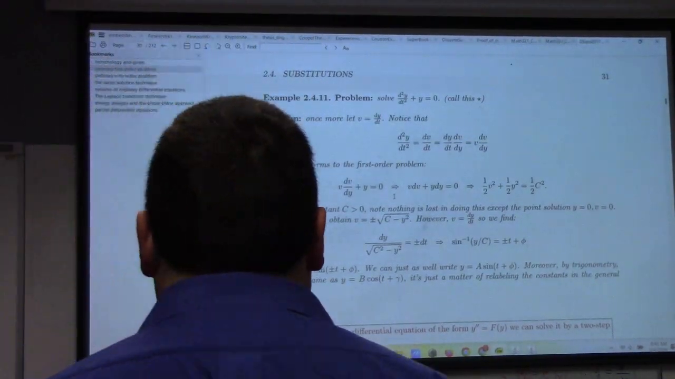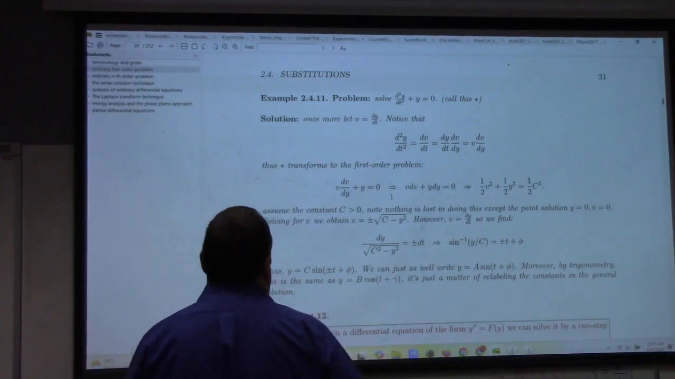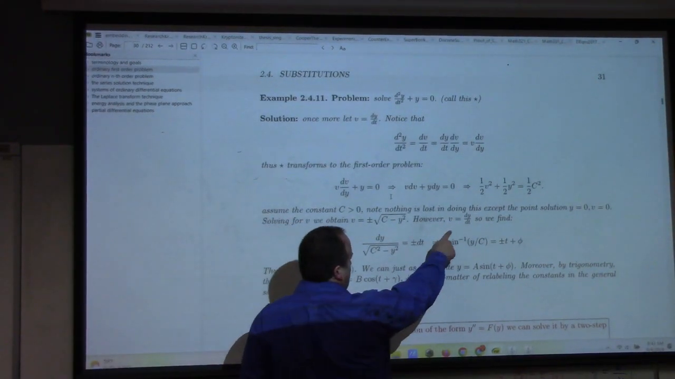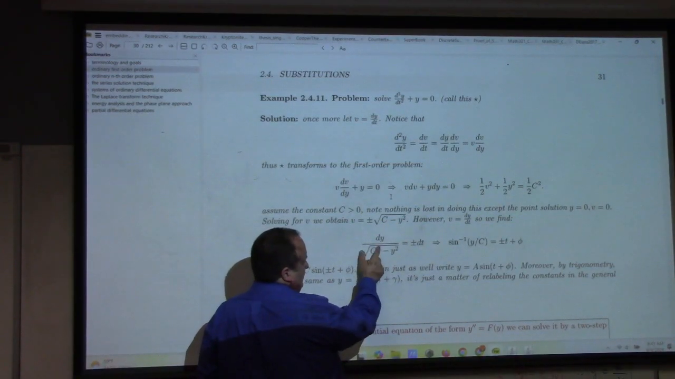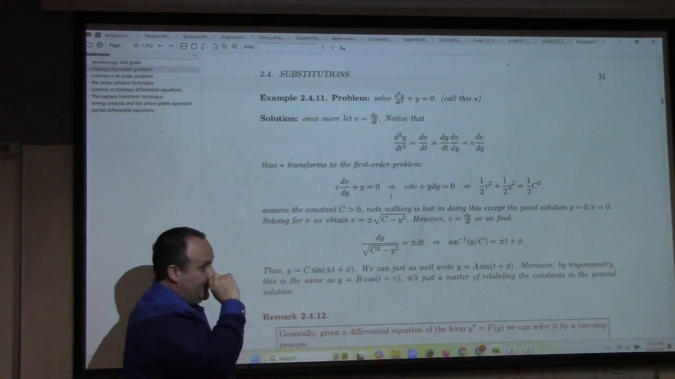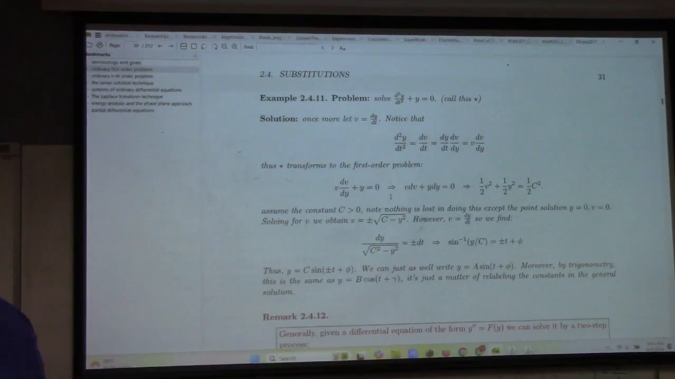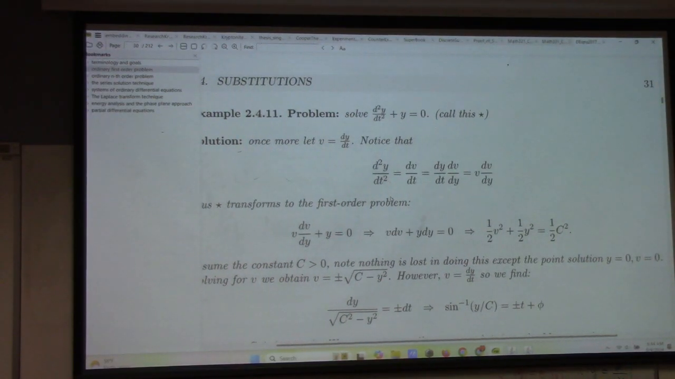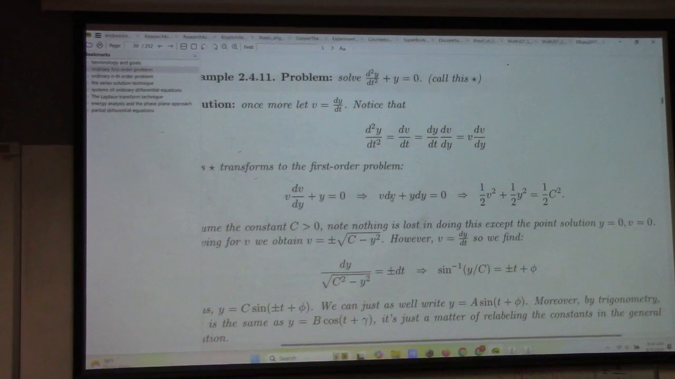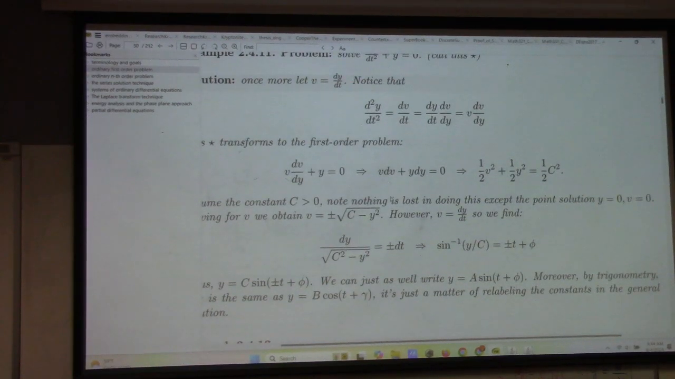Well, I've got dy dt equals to this. So I divide by that. I get dy over the square root of c squared minus y squared equal to plus or minus dt, right? But how do you integrate 1 over the square root? Oopsie. No natural log. I wish that we could just take natural log of whatever's in the denominator as an integral, but this is not how it works.